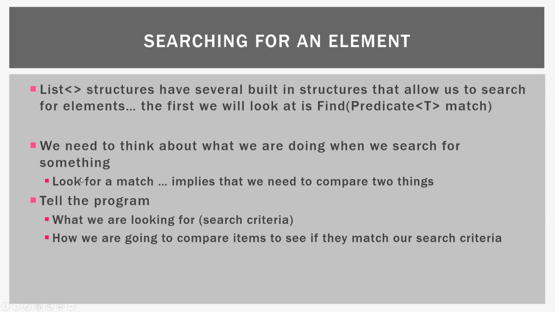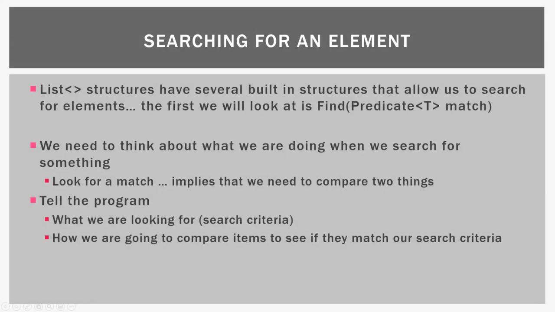So when we're searching for something, when we're looking for a match, it implies that we need to compare two things. Here's the thing we're looking for, and here's one of the elements in the list. Do they match, yes or no? And if yes, then great, here's your matching element. If not, then we go to the next element in the list. Here's the thing that we're looking for. Does this element match? Yes or no? And if yes, then here's your match, and if not, move on. So we have to tell the program the element that we're looking for, that's our search criteria, and how we're going to compare items to see if they match.